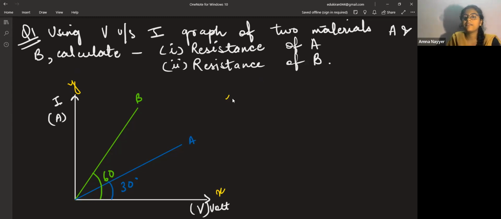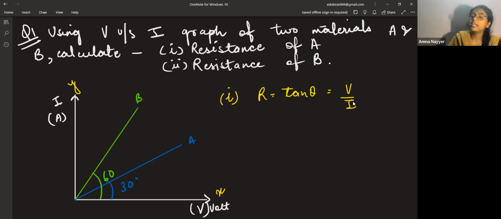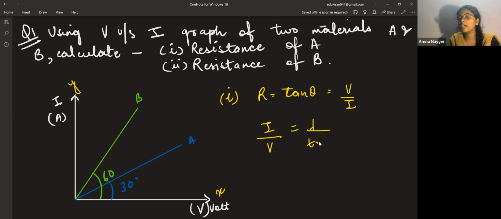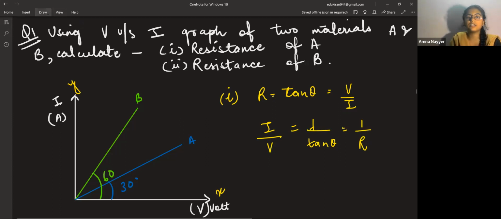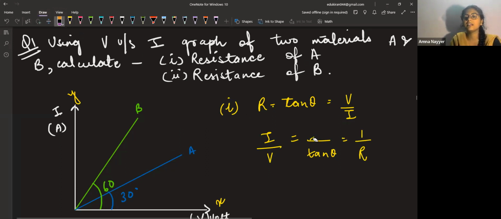Now look, when I'm saying resistance of A or resistance of B, resistance is equal to tan theta, which is equal to V divided by I. If it is an I versus V graph, I cannot use this. It means I versus V will give me what? It will give me 1 over tan theta. That is, it will give me 1 by R. Do you understand this? This will give me 1 by R.